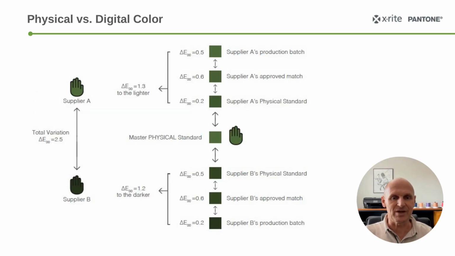This graph shows how physical specification can introduce challenges for color accuracy and consistency. When physical samples are duplicated and shared across locations, variations can lead to significant color discrepancies. This scenario results in an accumulation of errors. We call it error stacking, and it makes it difficult to maintain consistent color between suppliers and throughout the production process.